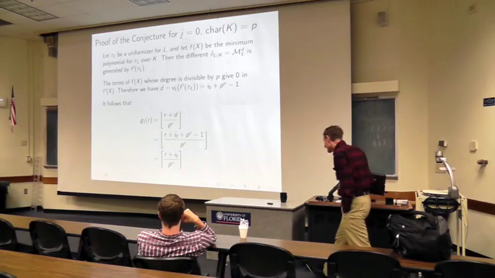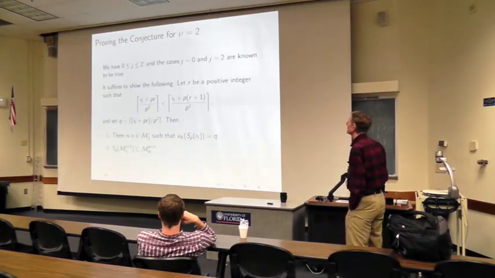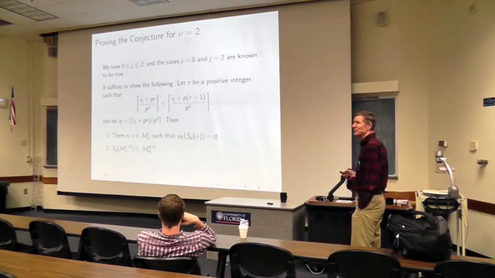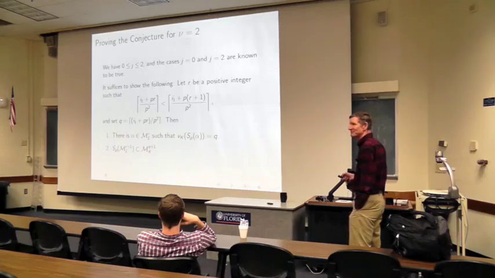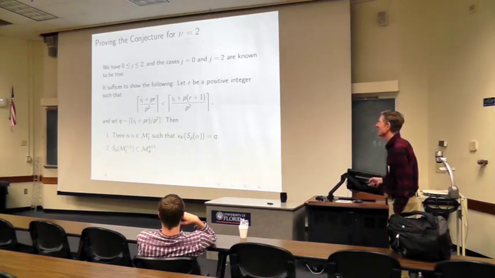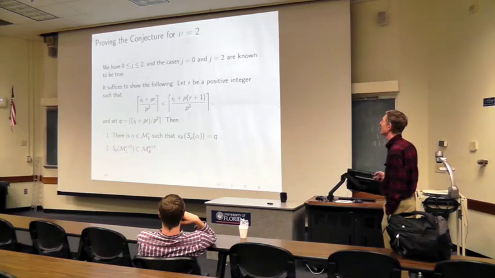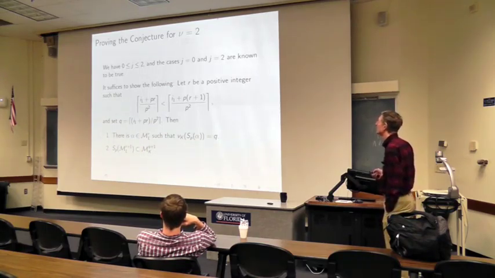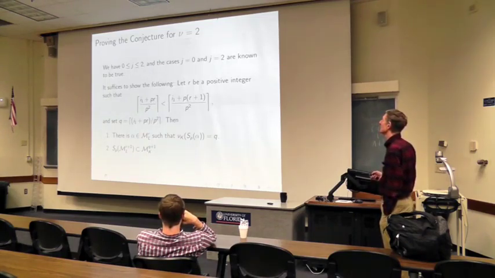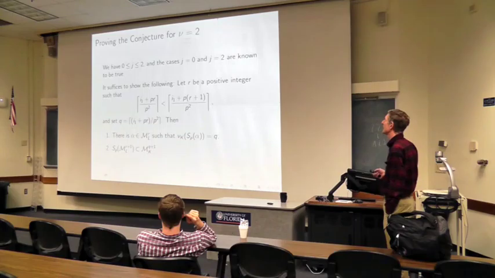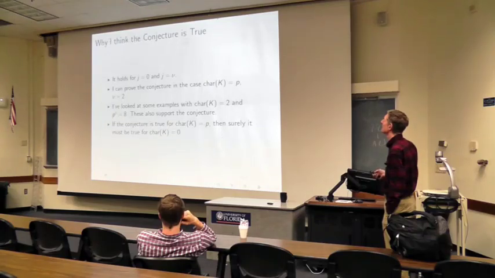Okay, so I've got 2 minutes, so I'll just say that I can prove the conjecture for nu equals 2. Basically, it works for j equals 0, plus j equals nu kind of trivially, plus I can prove it for nu equals 2, so that's the case j equals 1. That's more or less why I think it's true. But why do I think the conjecture is true?